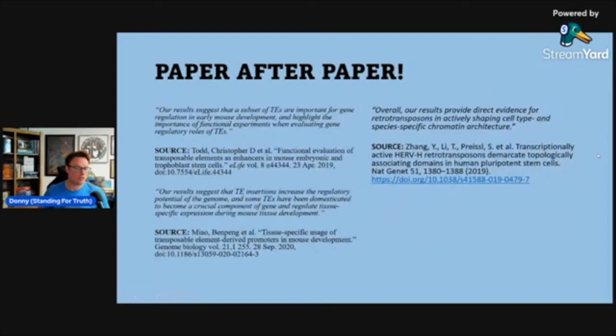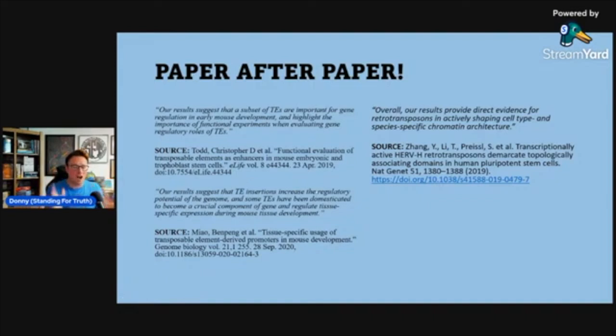Keep going. Our results suggest that a subset of TEs are important for gene regulation in early mouse development. Okay, so they've done experiments with the mouse genome as it's developing, and it turns out that there's a specific class of retrotransposon that if you turn it off or snip it out in the lab, the mouse stops developing, it dies, because the mouse requires this retrotransposon to develop and live in the first place. Again, it's not evidence for evolution. It's evidence for design, amazing design. The Bible says that they will be willingly ignorant.